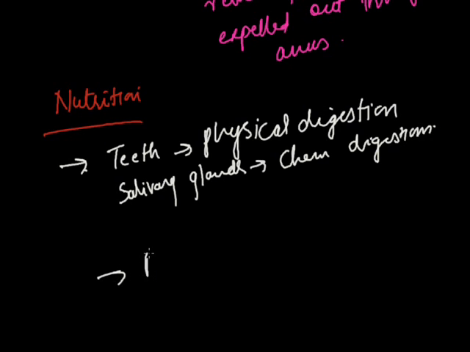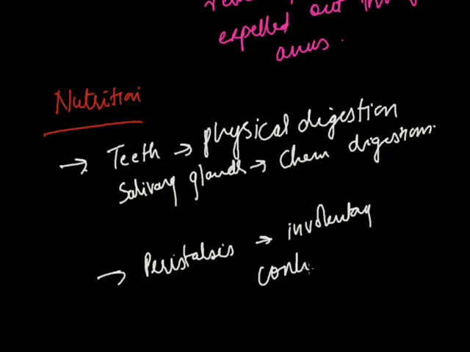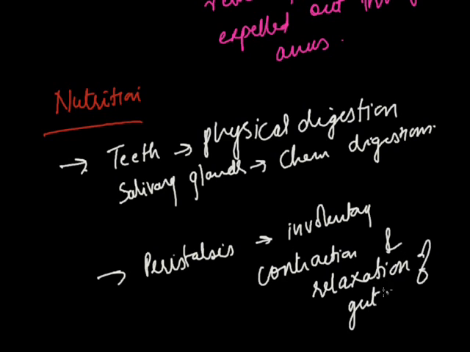Peristalsis is an involuntary action. It is an involuntary contraction and relaxation of gut muscles, which help in the movement of food downwards.